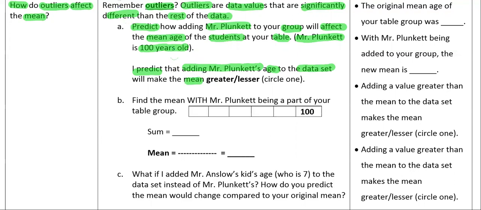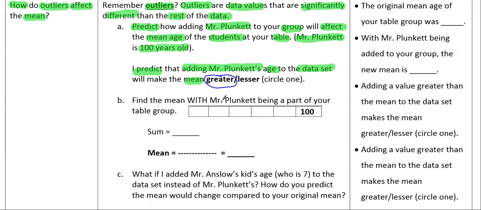I hope you all said this. I hope you went, well, that 100 is going to make the balancing point of the data, or the kind of expected value of the data, way bigger, right? It's going to make that mean way bigger. Whoops, my pen's not working. Okay. It's going to make it way greater.